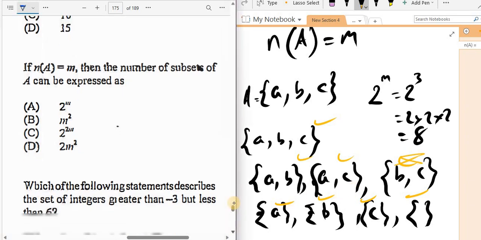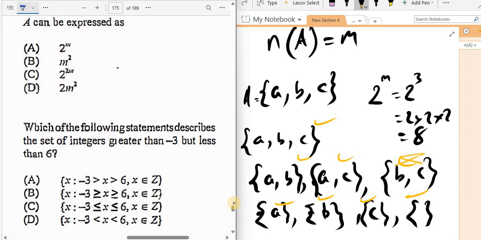Alright, so which is the option? A, B, C, or D? A. 2 to the m power, where m stands for the number of elements in the set. Got it?